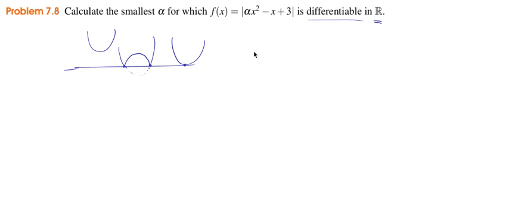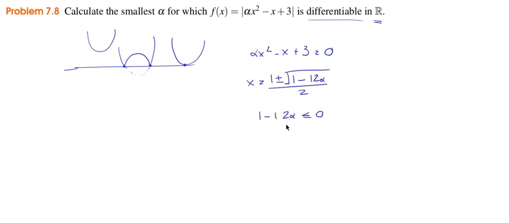differentiable. Okay, so what we need to find is the values of alpha that make this equation have only one root or no root, right? So when we go to find the roots of this, this is 1 plus minus the square root of 1 minus 12 alpha, divided by 2. And if we want either no root or one root, we want 1 minus 12 alpha to be smaller or equal than 0, right? So that means that alpha has to be greater or equal than 1/12. And because they want us to give the smallest alpha, it is 1/12.